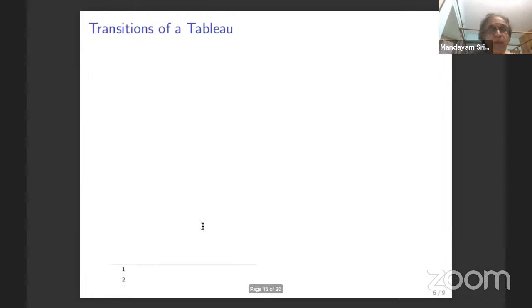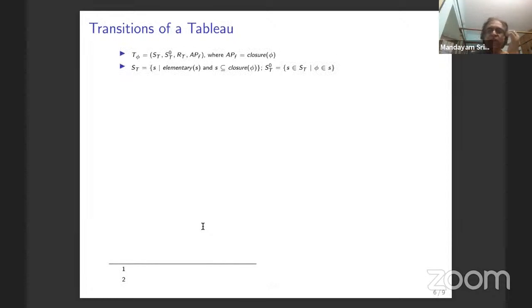I'll go slow in this, because there are lots of details here, and I'll probably be taking part of the next class as well. So now we have to define transitions. The local consistency of states takes care of some aspects of the semantics preservation for phi, but the real thing over paths, the relationship between a formula and its subformulas, has to be taken care of by the way you define the transition of the tableau.